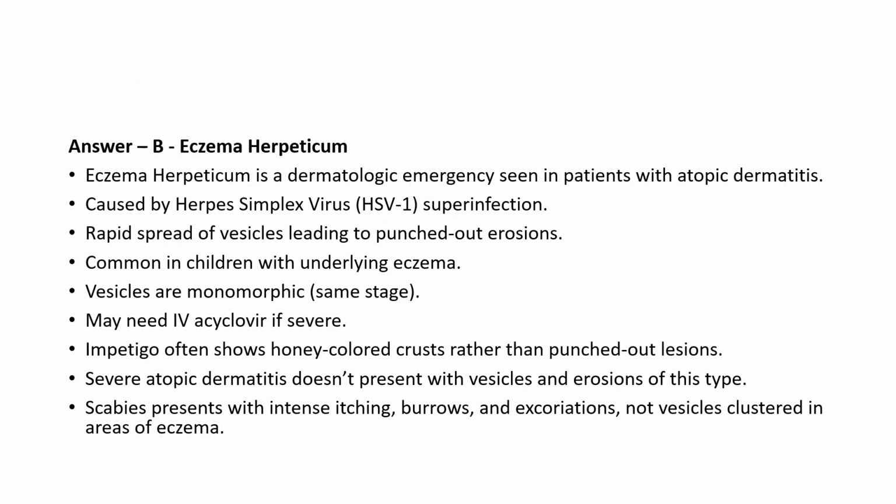So it's eczema herpeticum. It's a dermatological emergency seen in patients with atopic dermatitis. It can be caused by superinfection with HSV1. Rapid spread of vesicles can lead to punched out erosions. It's usually common in children with underlying eczema, again over the areas of the eczematous lesions. Vesicles are monomorphic, that is, they are all the same stage. They may need IV acyclovir if severe because it's a viral superinfection.